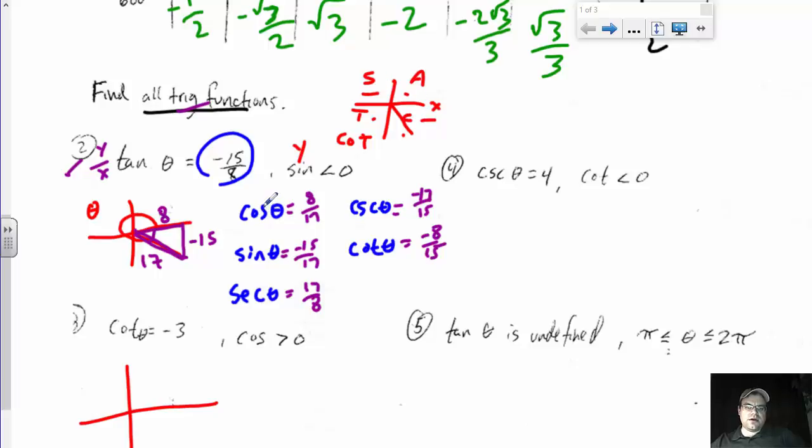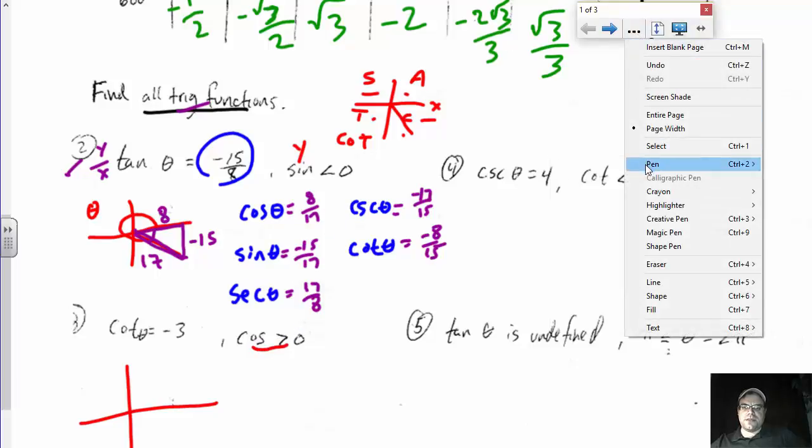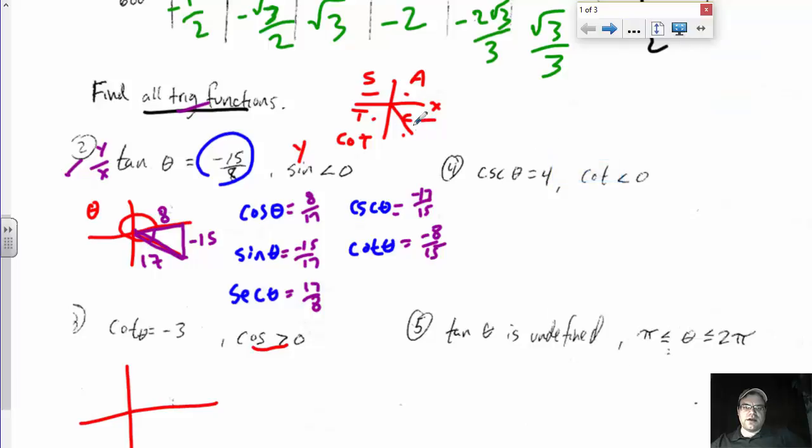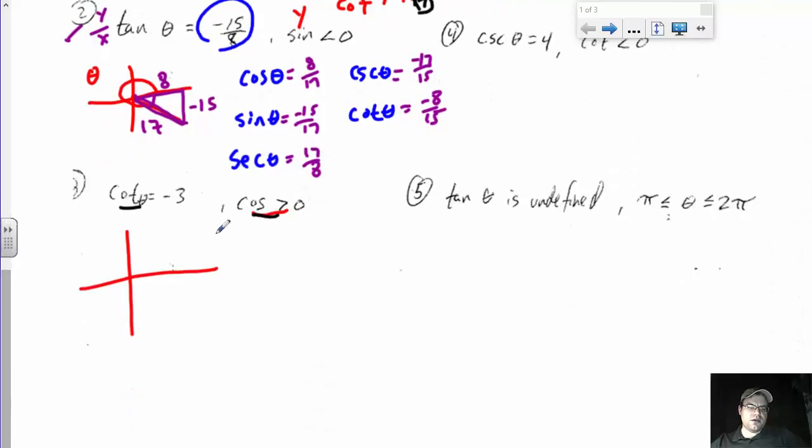Okay? What they also tell me, though, is that cosine is greater than 0, which means cosine is positive. Cosine is an x value. It's positive in this quadrant and this quadrant. Well, because cosine is positive here, and in fact cotangent is negative here, this is the only quadrant that satisfies this condition and this condition. So I'll be in the fourth quadrant again.